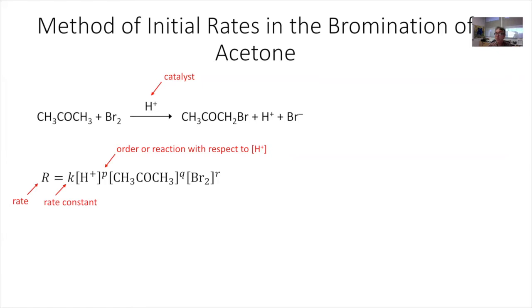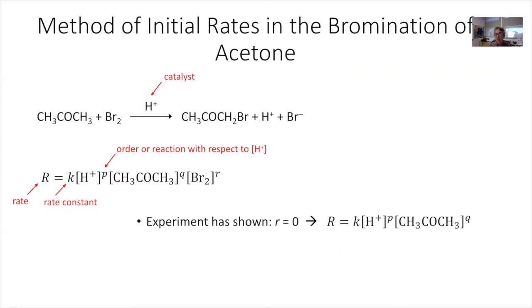Well, we have chosen a relatively simple reaction for your investigation, and a few things are known in advance. One, we know that the order of reaction with respect to bromine is 0, which means in essence that bromine does not enter the rate law at all. So you can write the rate law in this simplified fashion.